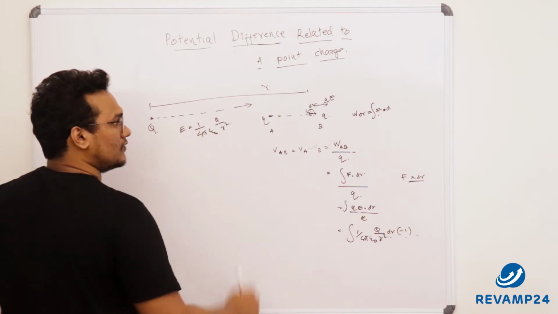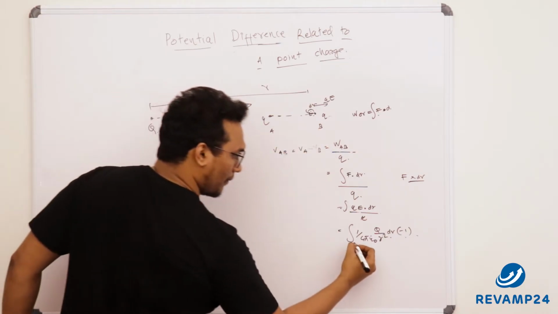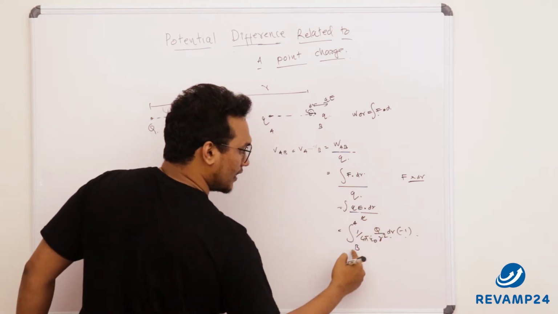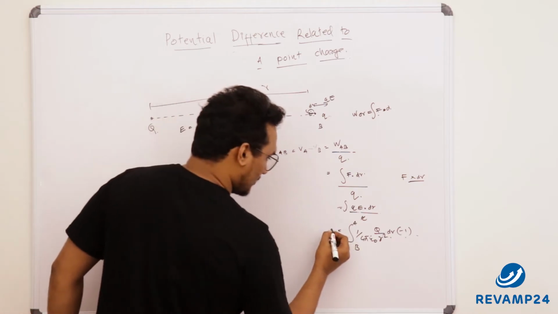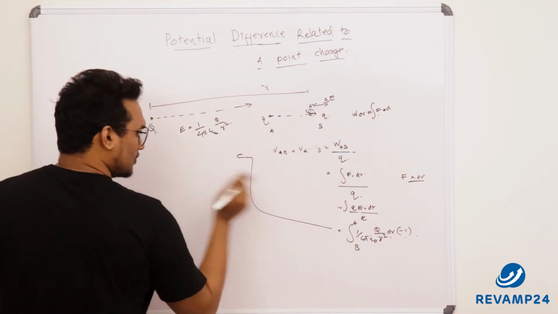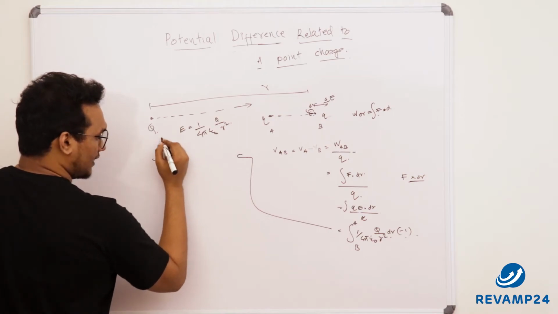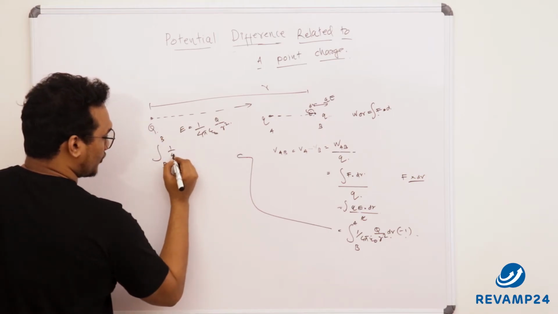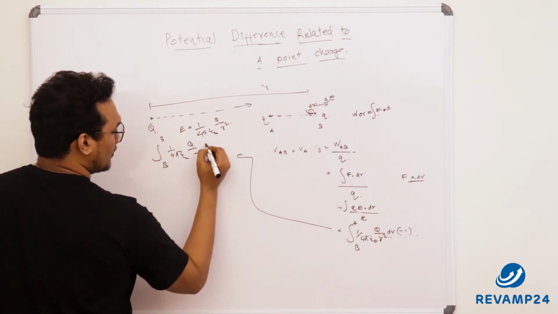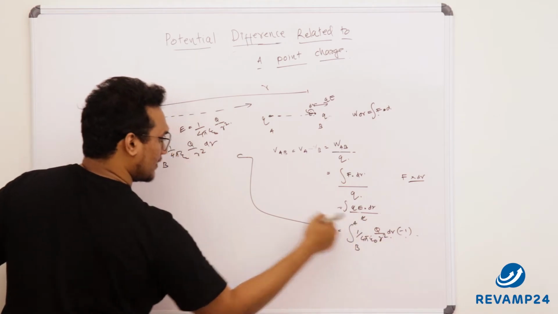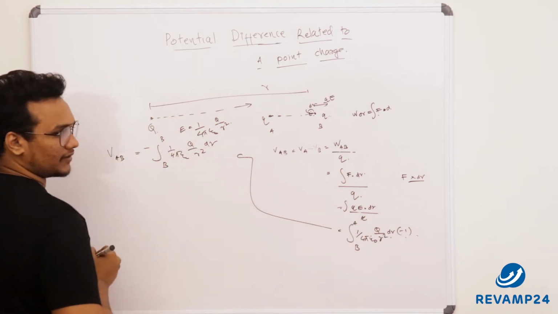Now in between, which are the points we are integrating? In between b and a. So from b to a we are going to do the integration. Clear? Now what is this? I am going to take this here. So what is this? Integral of b to a 1 by 4 pi epsilon 0 q by r square into dr. The minus sign I will take outside. This is equal to VAB. That is the potential difference.